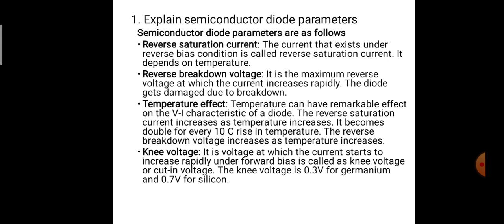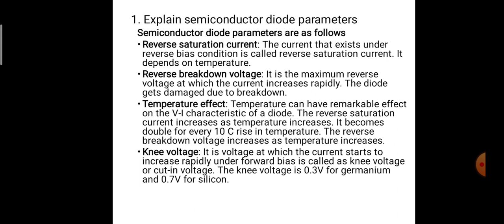Semiconductor diode parameters are as follows. Reverse saturation current: the current that exists under reverse bias condition is called reverse saturation current. It depends on temperature. Reverse breakdown voltage: it is the maximum reverse voltage at which the current increases rapidly. The diode gets damaged due to breakdown.